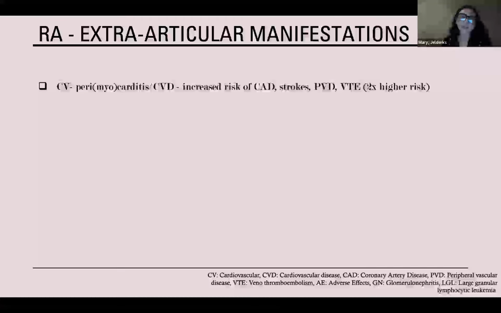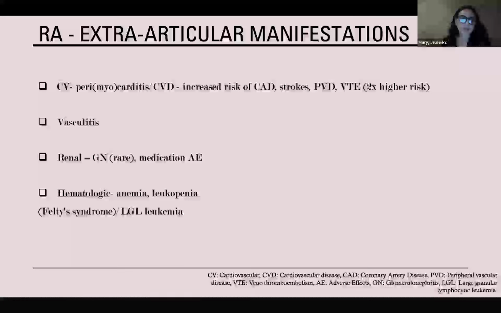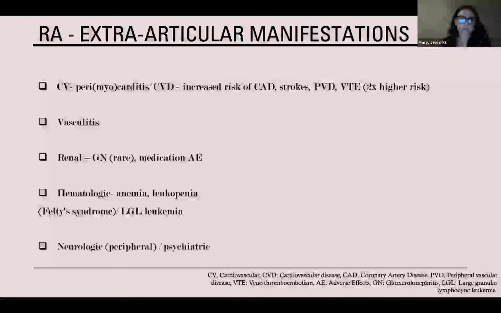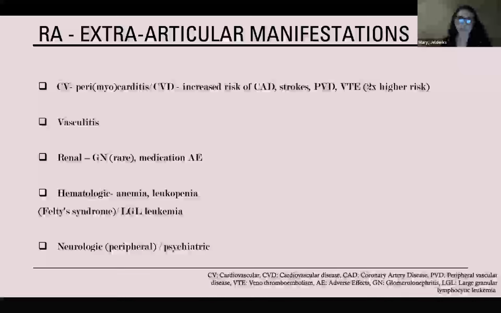Other extra-articular manifestations, we can't forget about cardiovascular. So these are all the coronary artery disease, like strokes, peripheral vascular disease, are all doubled in patients with rheumatoid arthritis, and is a major mortality risk. As we mentioned, vasculitis, you can even get effects of the disease in the kidneys, glomerulonephritis. Hematologic, there's leukemia that is associated with it as well, and neurologic manifestations as well.